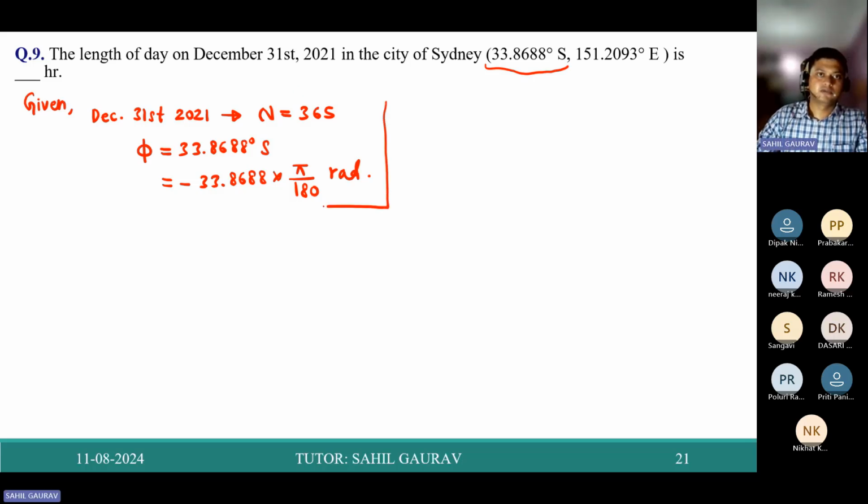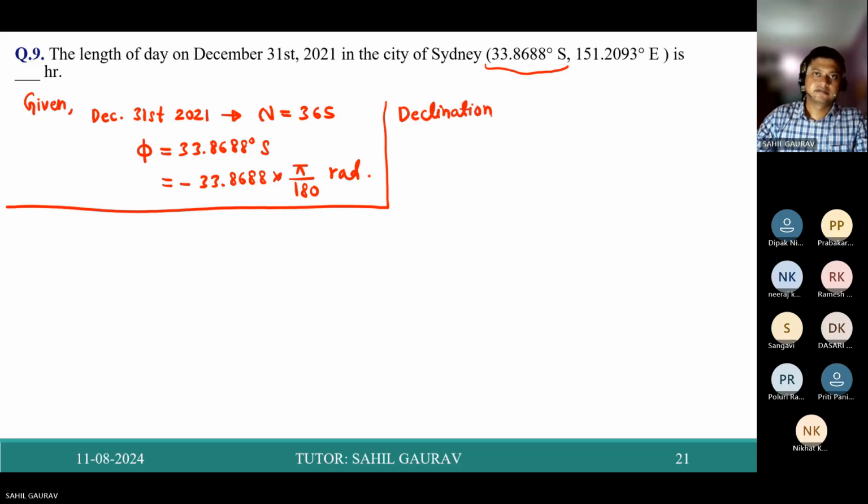So these things are given in the problem and we have to find the length of day. First we will find the declination angle del. It is given by 23.45 sin of 2 pi n minus 80 upon 365.